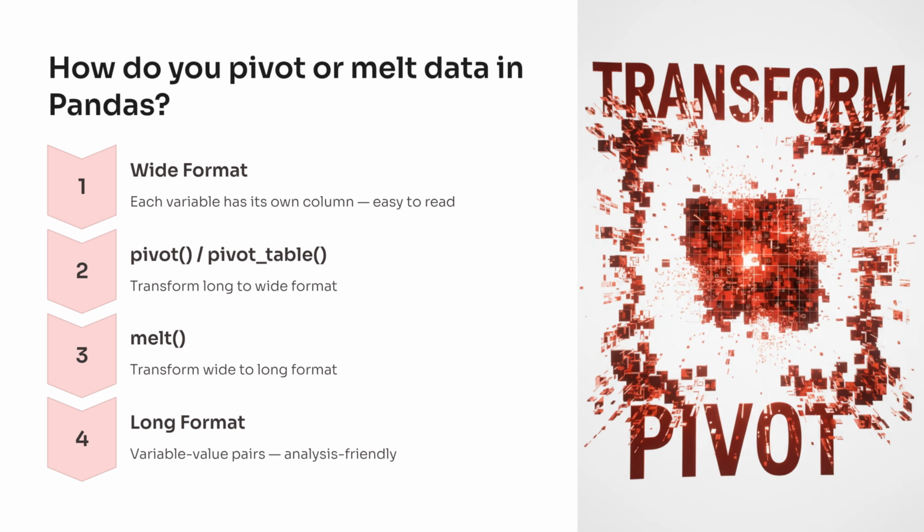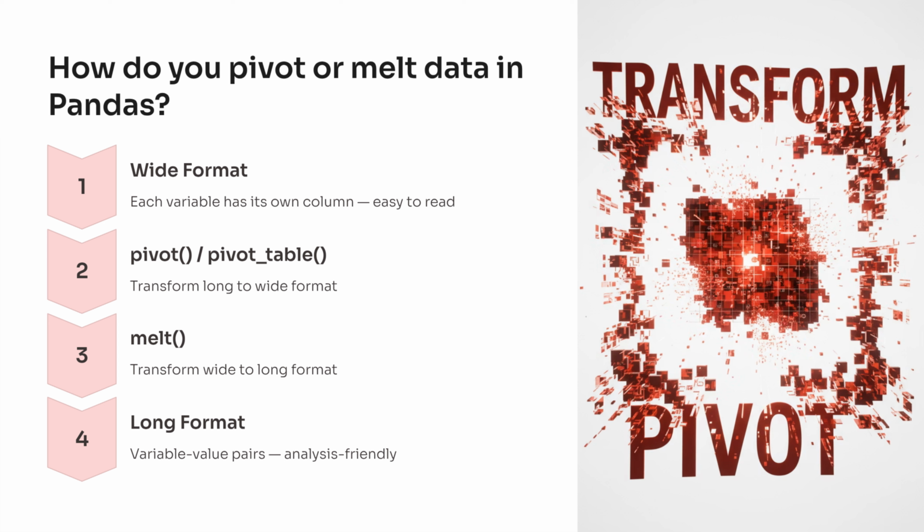Here's a classic data manipulation interview question that catches many people off guard. How do you pivot or melt data in Pandas? This one's all about reshaping your data for analysis. Think of it as changing the way your table looks. You're not changing the data itself, just how it's organized.